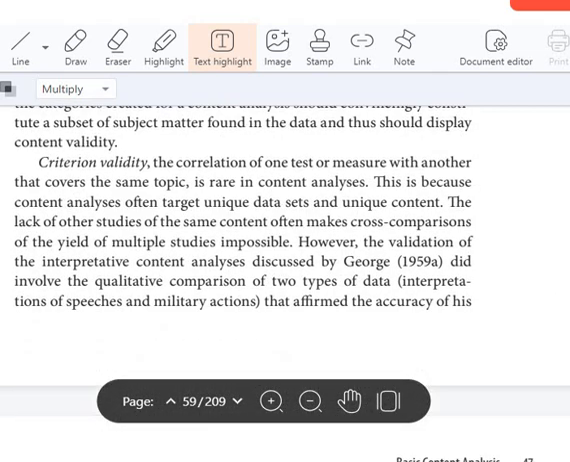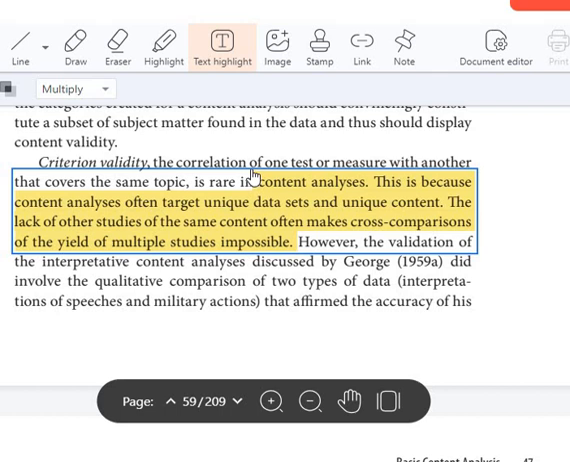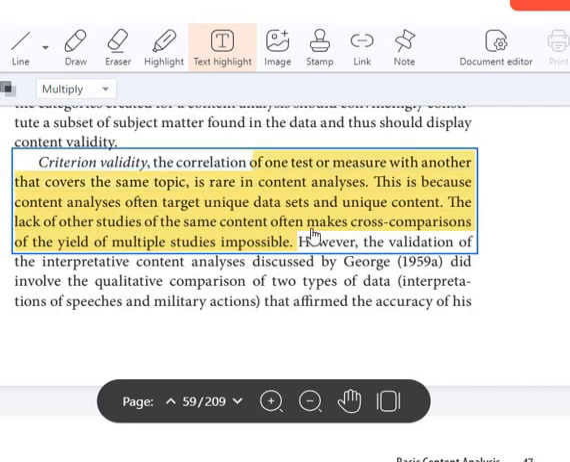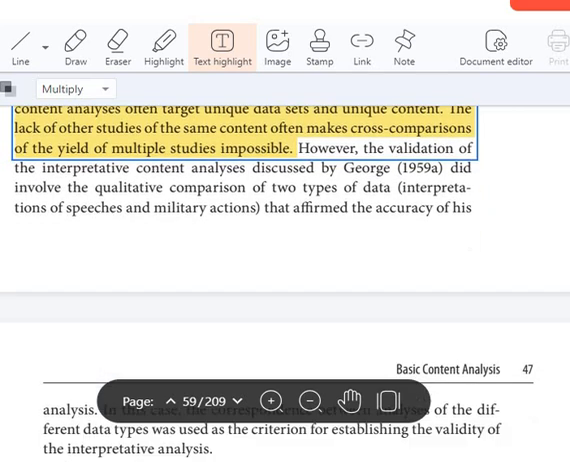The other type is called criterion validity, and it is described as the correlation of one test or measure with another that covers the same topic, and it is actually rare in content analysis. This is because such analyses often target unique data sets and unique content. The lack of other studies of the same content often makes cross comparisons of the yield of multiple studies impossible.